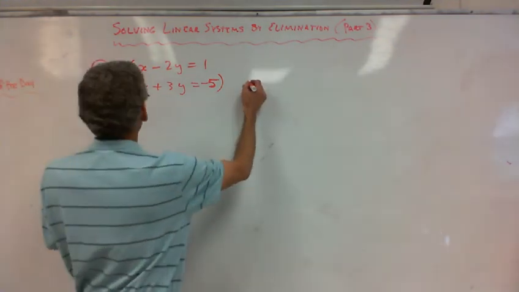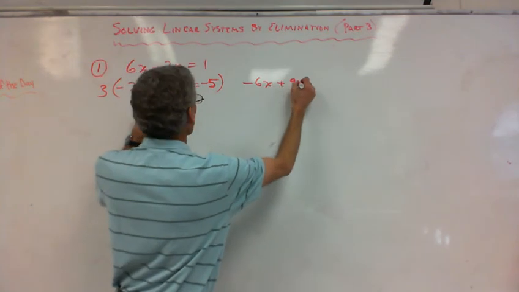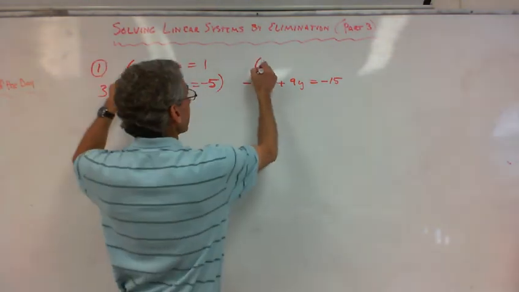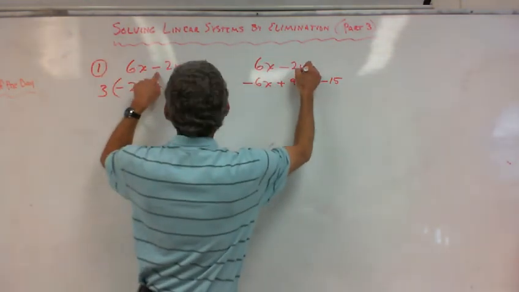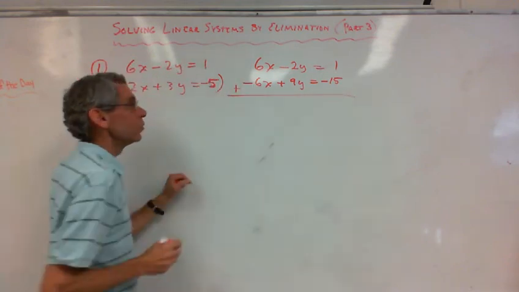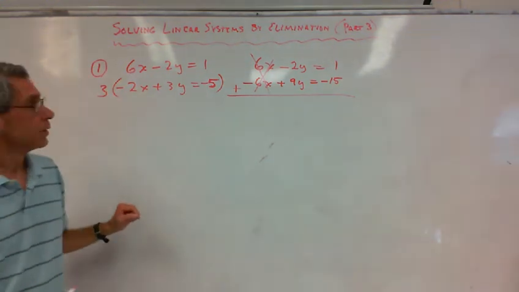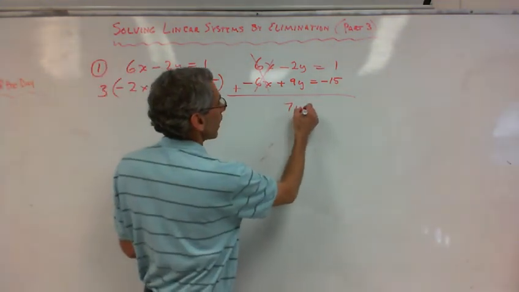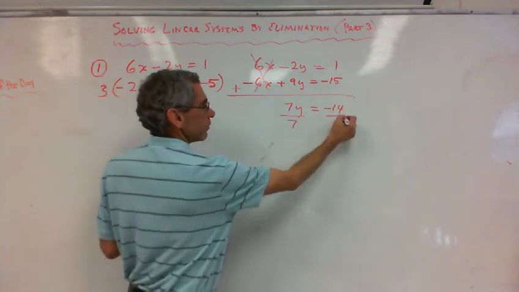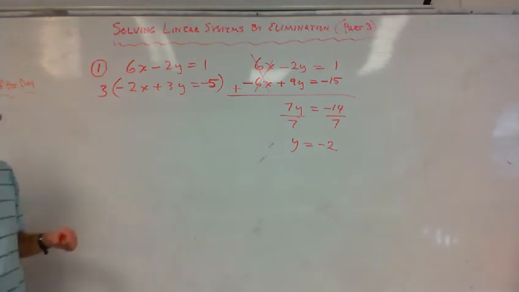If I multiply this out, I've got negative 6x plus 9y equals negative 15, right? And then I'm going to do 6x minus 2y equals 1. And then I add my two equations together, and look, I eliminate my x's completely, right? And so now I have 7y is equal to negative 14. Divide by 7, y is equal to negative 2. Yes. All right? And then what do I do?